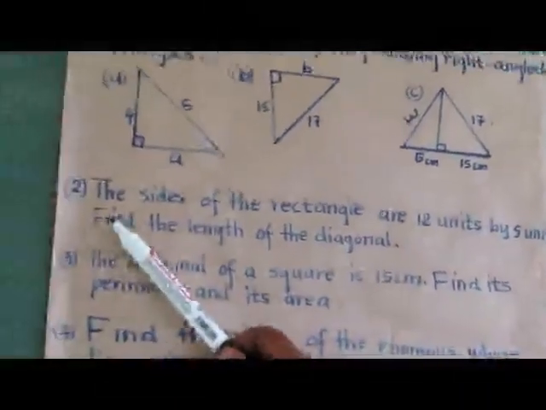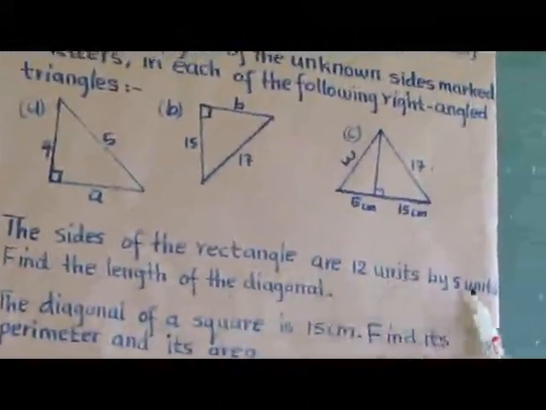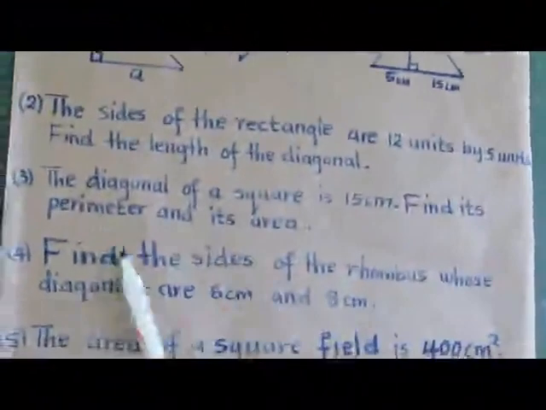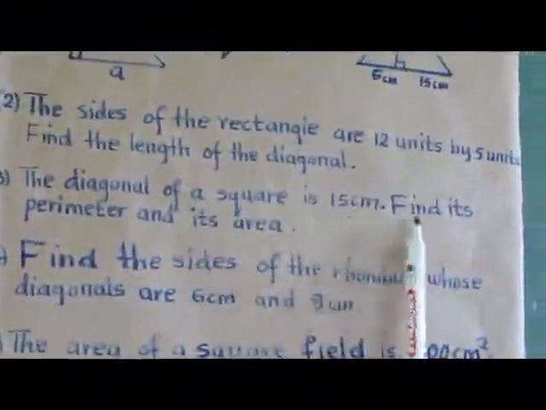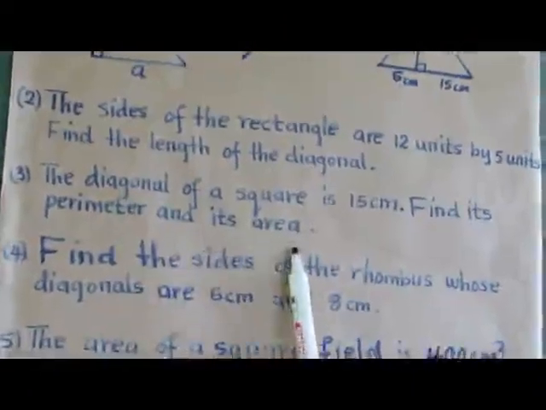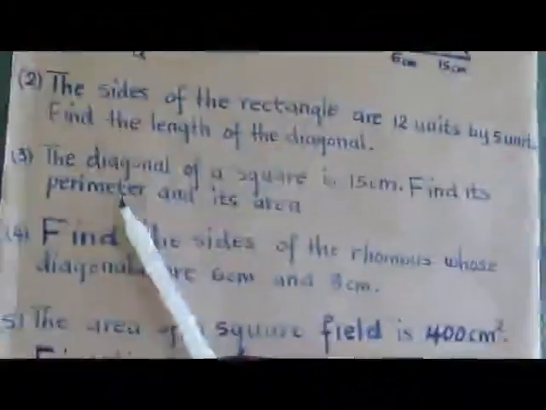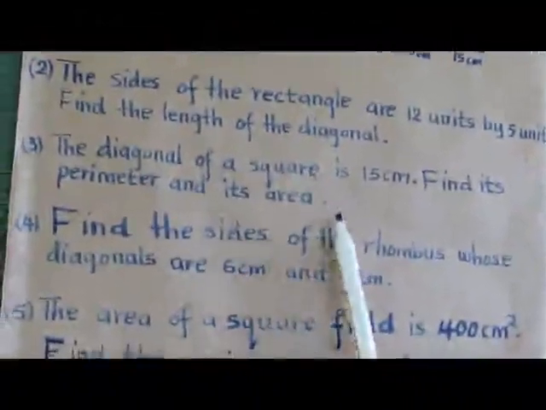Question number 2. The sides of the rectangle are 12 units by 5 units. Find the length of the diagonal. Question number 3. The diagonal of a square is 15 centimeters. Find its perimeter and its area. I think you students remember how to find the perimeter of a square and the area of a square.